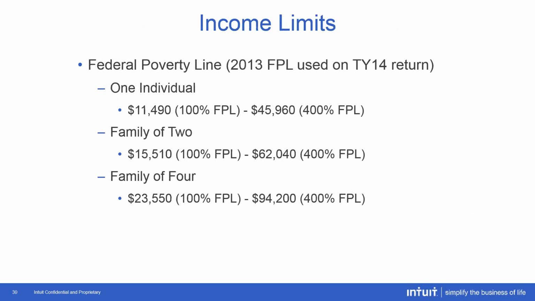And this slide here shows the brackets for the federal poverty line based on family size, and it's a look-back type provision. Since you would have gone to the Marketplace at the beginning of 2014, they look at the 2013 federal poverty line. For one individual in the household, 100% of FPL is $11,490, and 400% is $45,960. Family of two, the range is going to be $15,510, all the way up to $62,040. Family of four, $23,550, all the way up to $94,200.